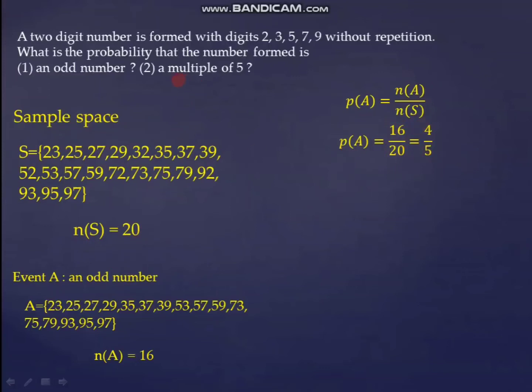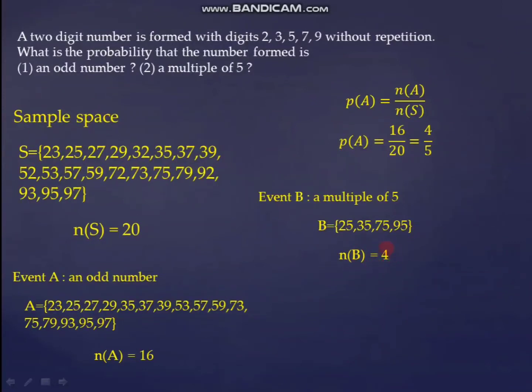Now let us have the second event, the number formed must be a multiple of 5. So let us name this event as event B. Now we have to collect all such numbers which are multiples of 5. The first number which is a multiple of 5 is 25. Then we have 35. Next to it are 75 and 95. These are the only 4 numbers which are multiples of 5. Therefore, in this set there are 4 members, that is n of B is equal to 4.